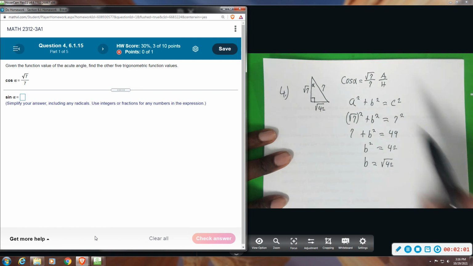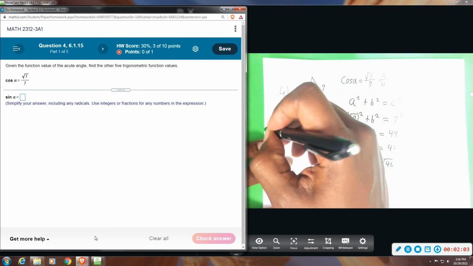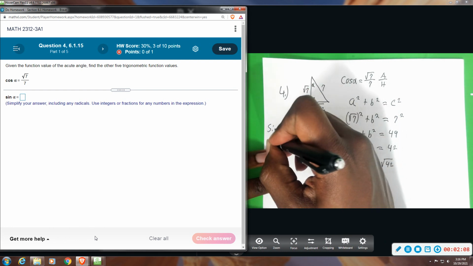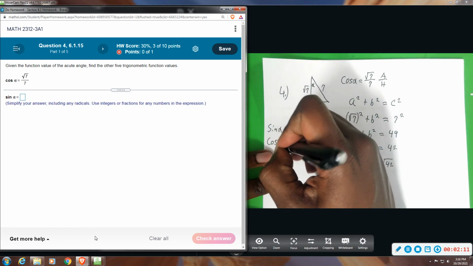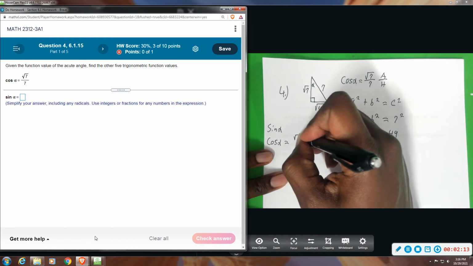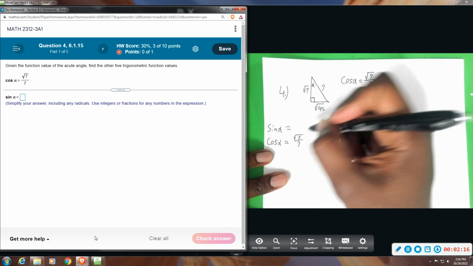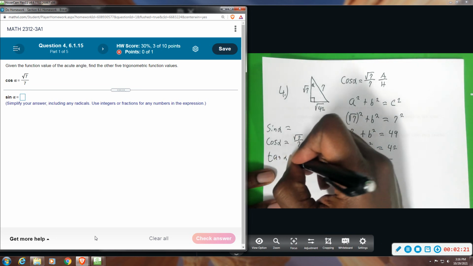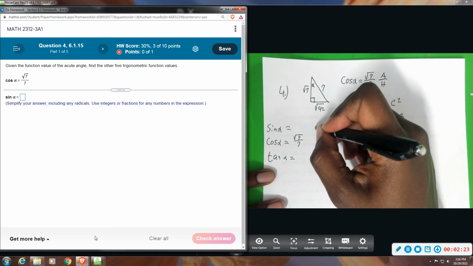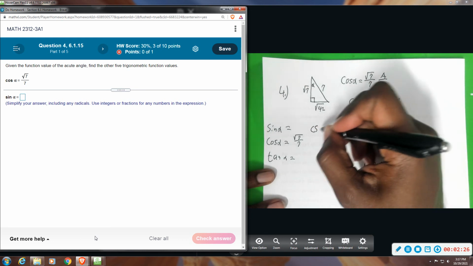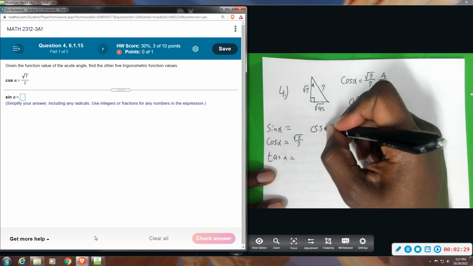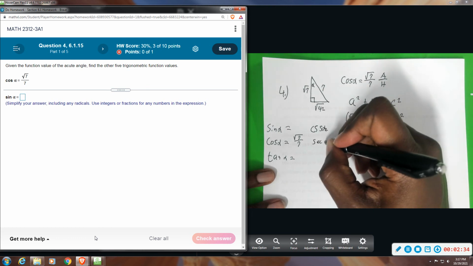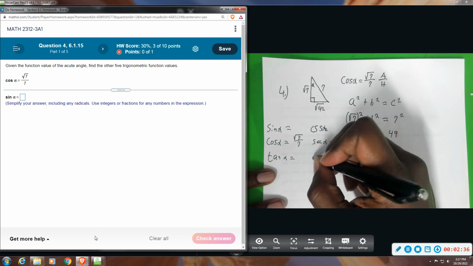Okay, so now I have all 3 sides. I can find the remaining trig functions. So sine of alpha, cosine of alpha was given, square root of 7 over 7. This one I must find. Tangent, and then cosecant, which is a counterpart here of alpha, secant of alpha, and then cotangent.